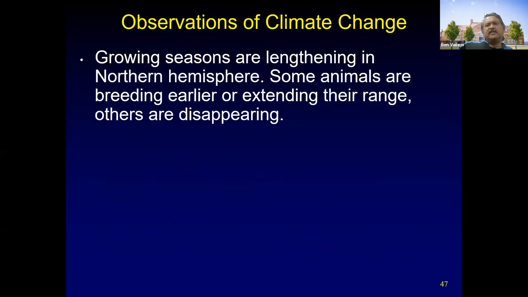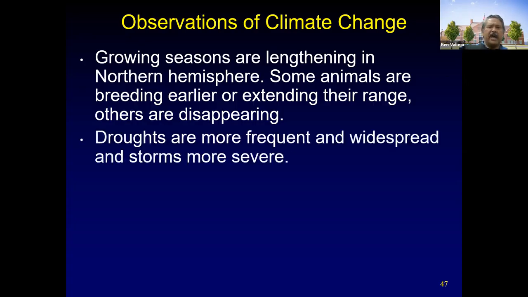Observations of climate change, different things happening, growing seasons are changing all over the place. Some are lengthening in the northern hemisphere. Timing of different things. Some animals are breeding earlier. They're extending their range, whereas others are disappearing because they don't make it. In biology, we say that there's Gause's law of competitive exclusion. You could win against competitors, or you can move to a different location, or you could just die out.